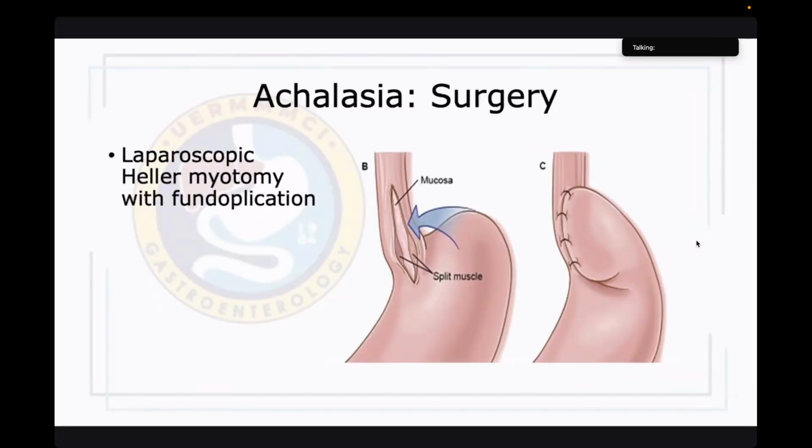For the surgical approach to achalasia, the most common surgical procedure is laparoscopic Heller myotomy. The response rate is 90% for laparoscopic Heller myotomy at 5-year follow-up. So this is similar to that of pneumatic dilation. In Heller myotomy, the muscle of the lower esophageal sphincter is cut to decrease the resistance of the LES. And then usually it is performed with partial fundoplication, in which the fundus is wrapped around the lower esophagus to prevent acid reflux after the procedure.